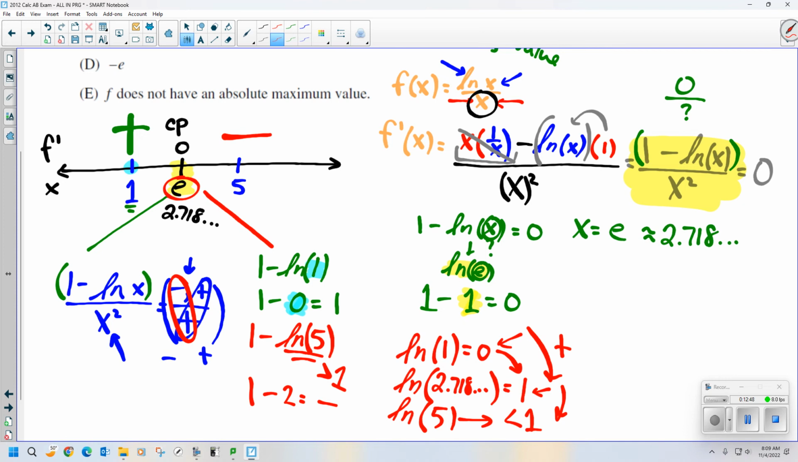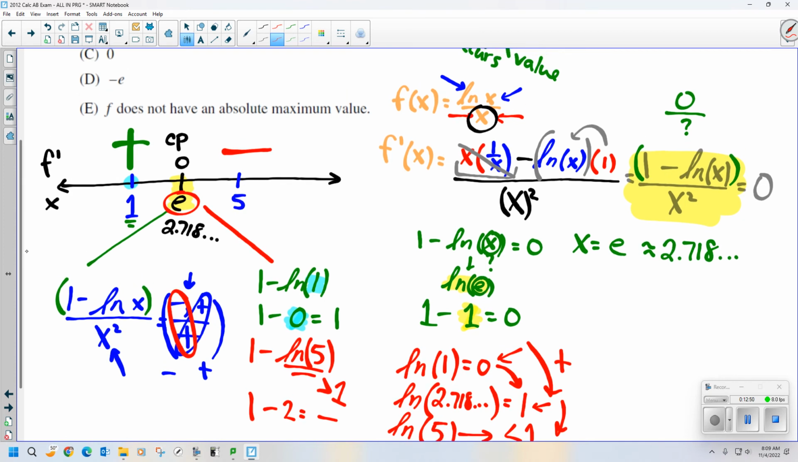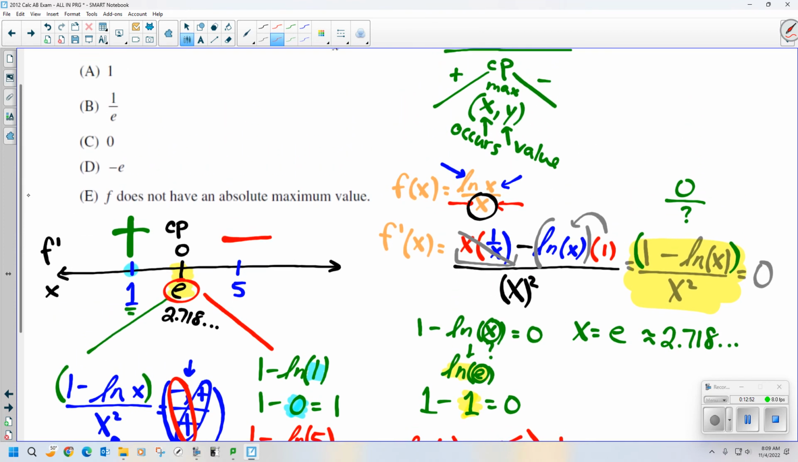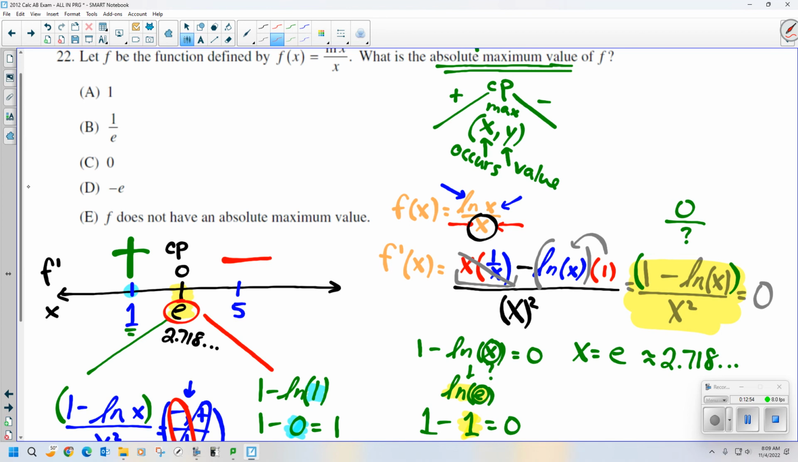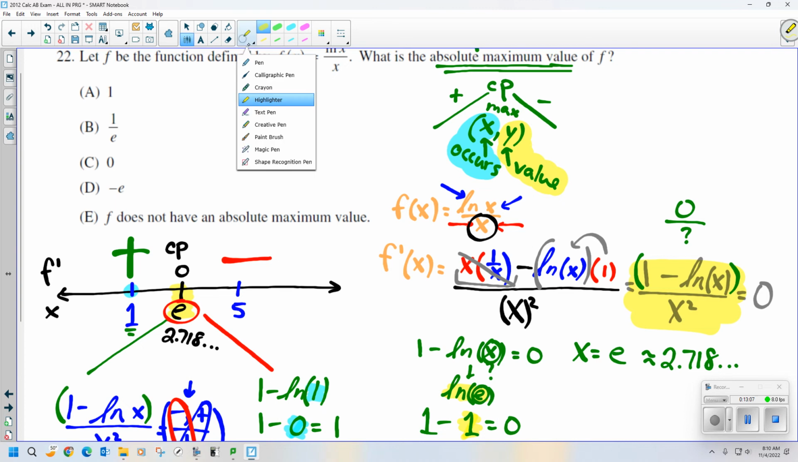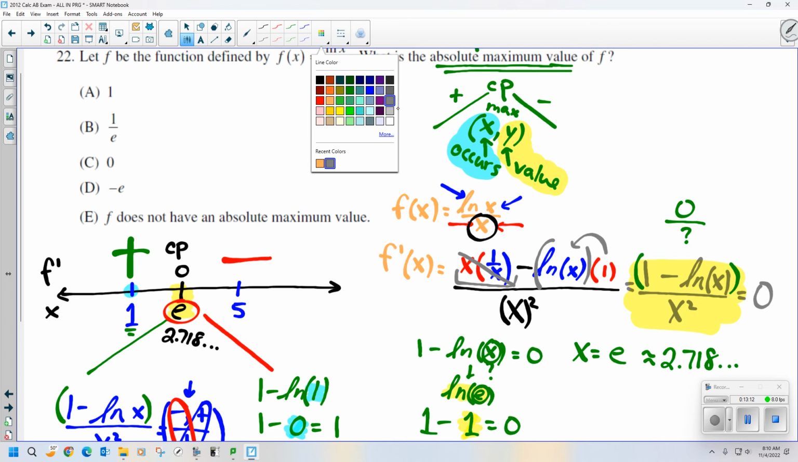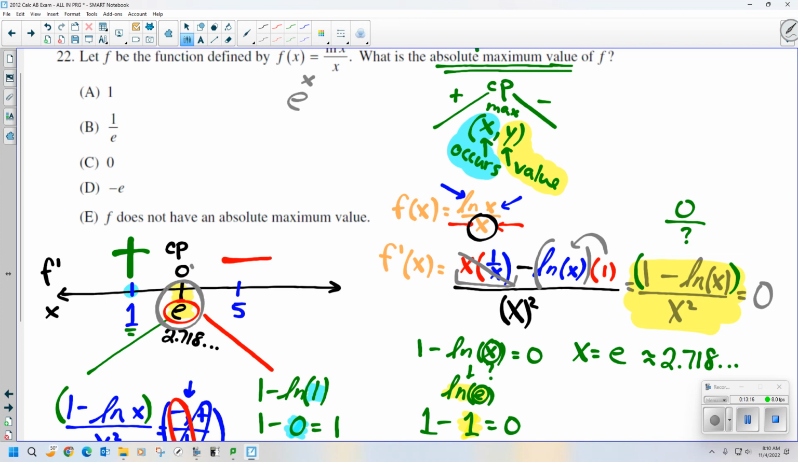An x value of e is where it happens. Notice that's not even a response. How come? Because they don't want where it occurs. What they want is the actual value. So now I've got to find the y coordinate when x equals e. When x equals e, that's my x value. What's the y?